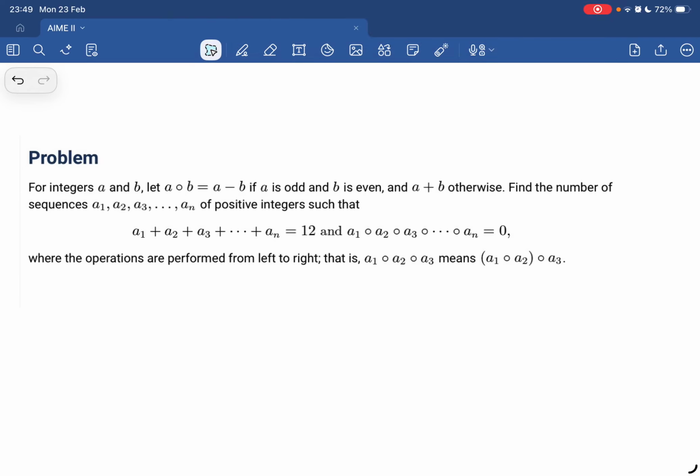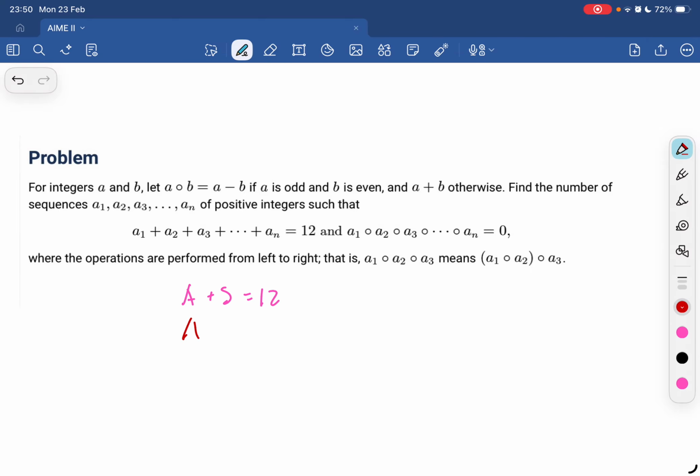2026 AIME 2, question 14. For this question, let A equal the sum of added terms. Let S equal the sum of subtracted terms. So, we know that A plus S equals 12. Now, A minus S equals 0. So, solving that gives us A equals S equals 6.